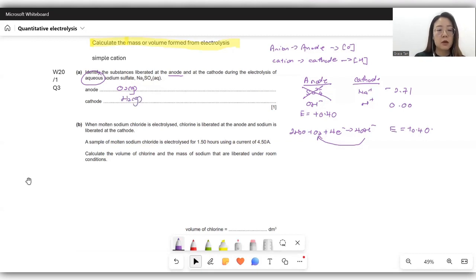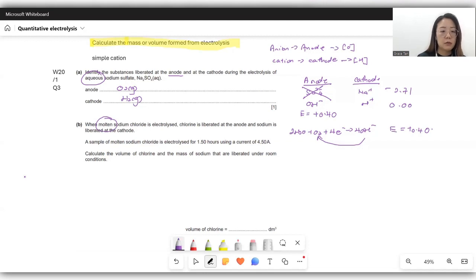Now we're going to go into the calculation. So when molten sodium chloride, this is something else. Molten, that means there's no aqueous. That means it's a very straightforward Na plus Cl minus electrolyte. Chlorine is liberated at the anode. That's correct, because chloride is an anion. An anion will move to the anode, and sodium will be liberated at the cathode.